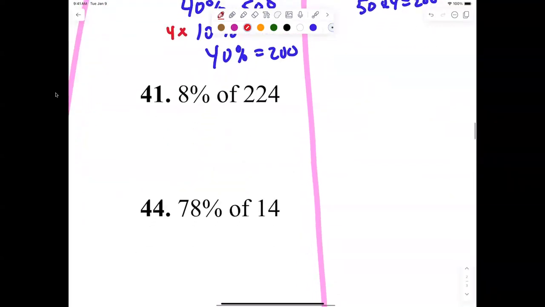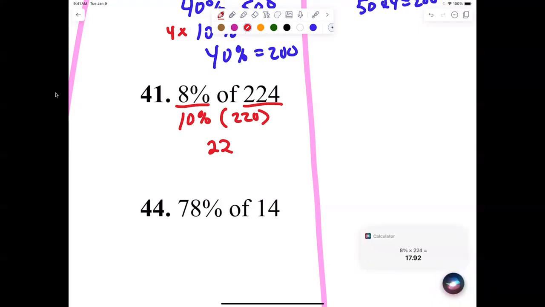So 8%, I don't like that number, so we'll call it what? 10%. So if I move this up a little bit, I should probably move that what? Down a little bit. So 10% of 220, I can roughly say is about what? 22. So let's see how we did. Hey Siri, what's 8% of 224? 8% times 224 is 17.92. So we're in the ballpark. Do we agree with that? Right? That's not a bad estimate.